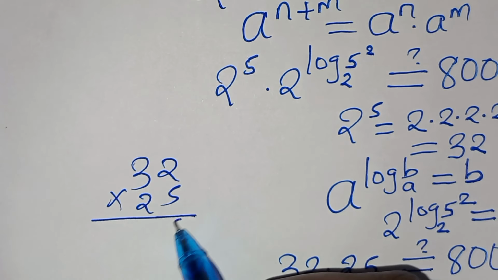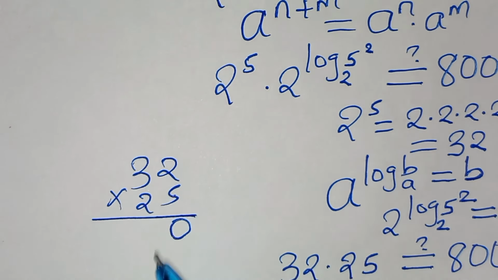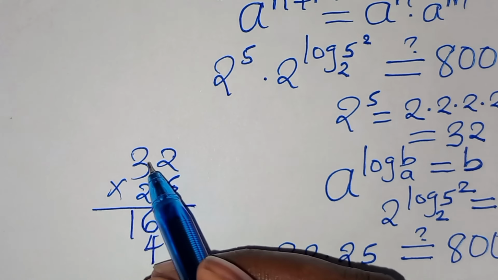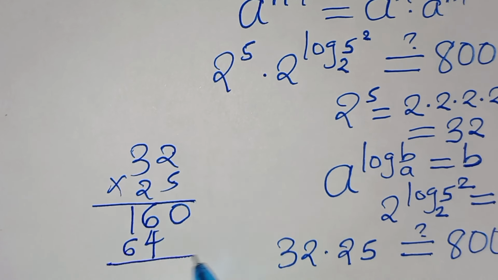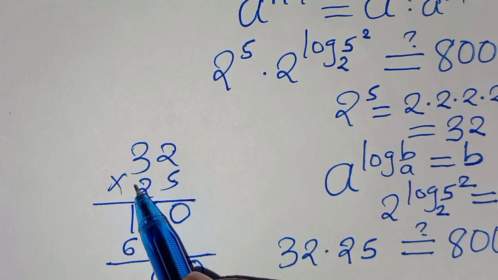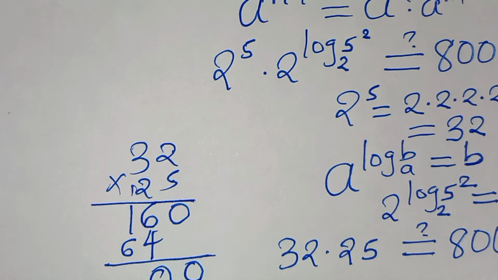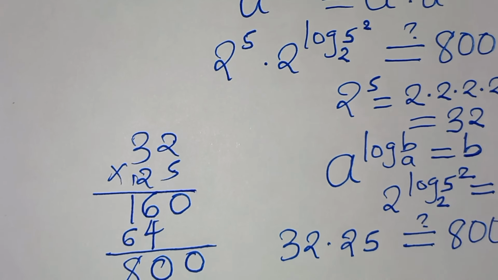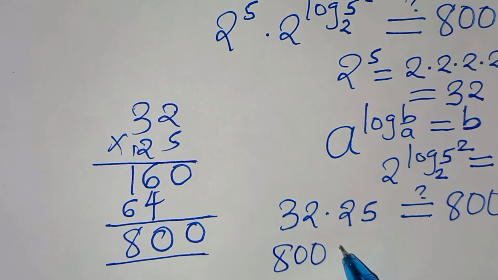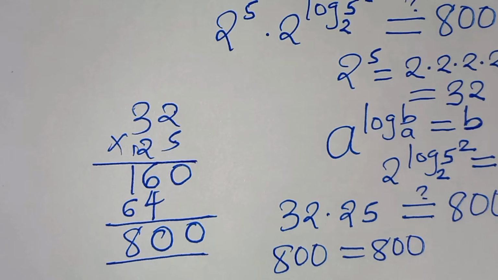So 5 times 2, this is 10, 0 carry 1. 5 times 3 is 15 plus 1, this is 16. 2 times 2, this is 4. 3 times 2, this is 6. So we have 0, 6 plus 4, this is 10, 0 carry 1. 6 plus 1, this is 7, then 8. So we have that here 800 is equal to 800.